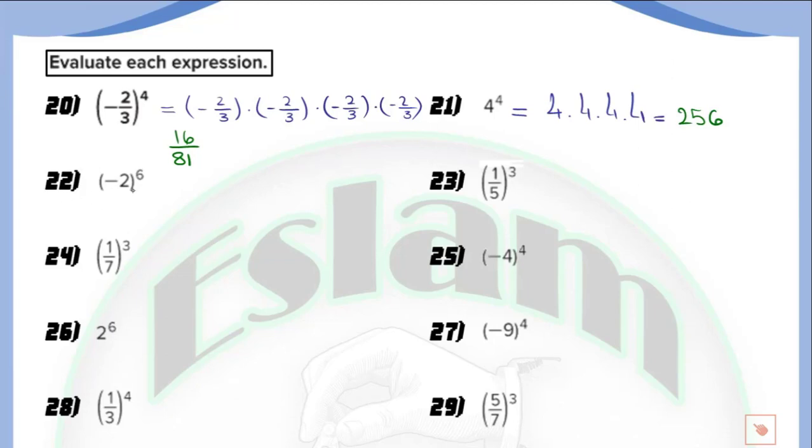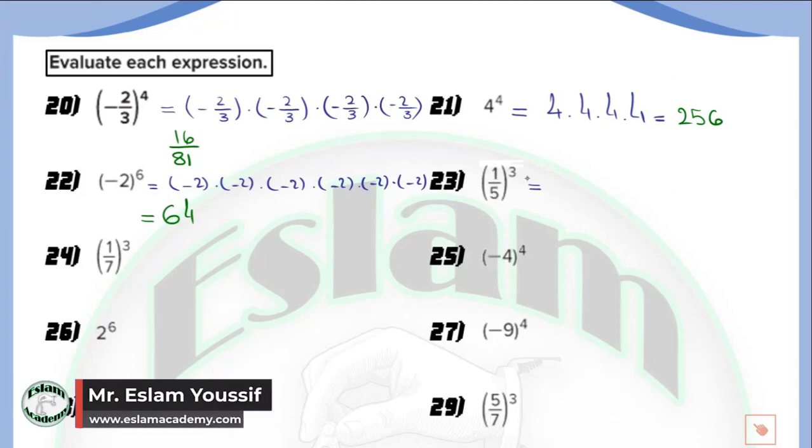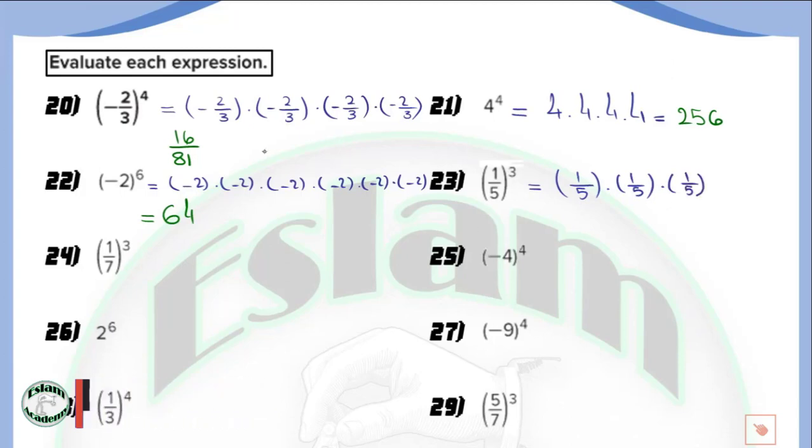In question number 22, we have negative 2 to the power 6. It means we repeat negative 2 in multiplication 6 times. By multiplying, you will find that the answer will be equal to 64. In question number 23, we have 1 over 5 raised to the power 3. It means we will repeat 1 over 5 three times in multiplication. By multiplying, you will find that the answer will be equal to 1 over 125.